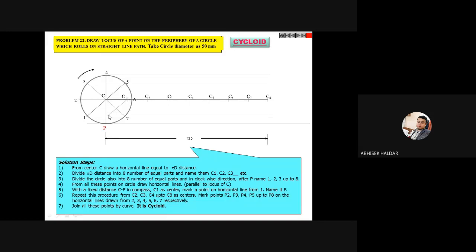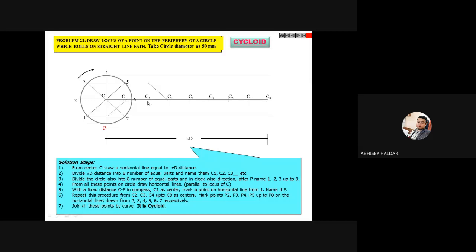Mark that point. Next step should be, don't change that arc length. It will be CP or the radius of the circle. Place your compass at C2. Cut the second line. Second line means which line? The line which is coming from 2, or it is nothing but the central line. Okay, it will cut somewhere over here.